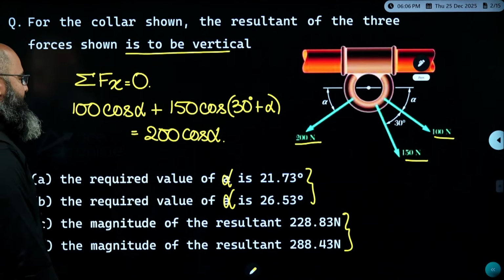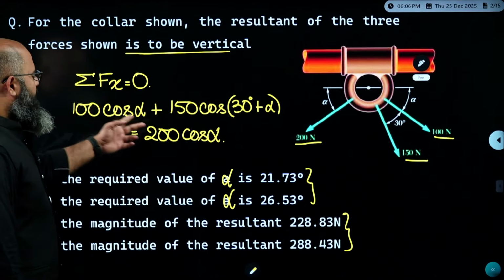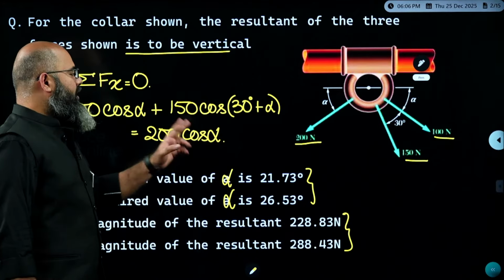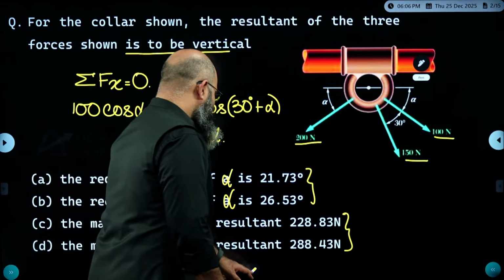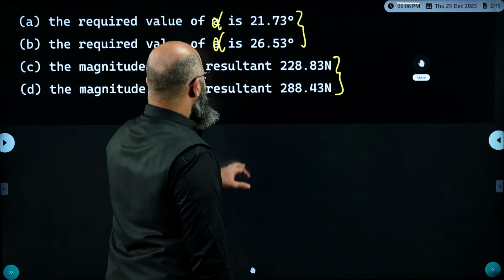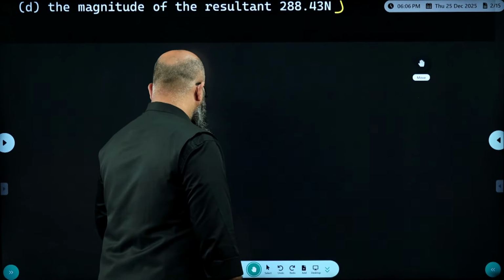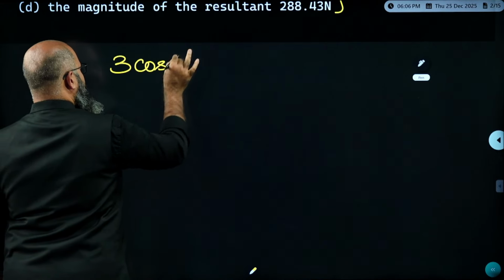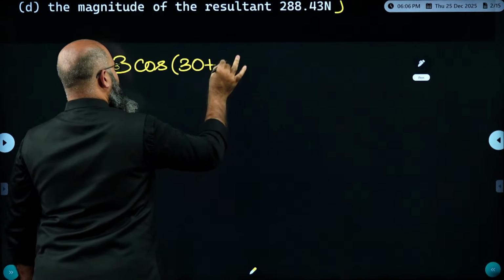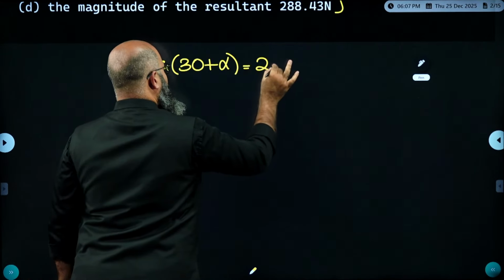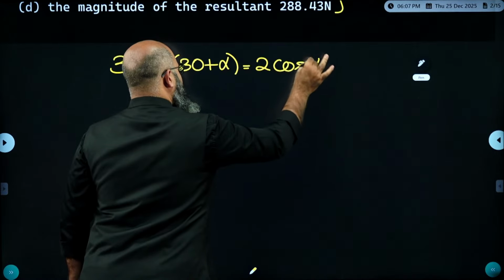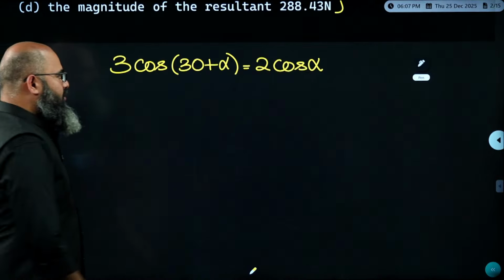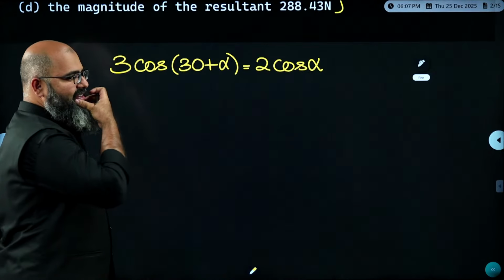Now I can take this 100 cos alpha to the other side. I get 150 cos of 30 plus alpha is equal to 100 cos alpha. Dividing by 50, I get 3 times cos of 30 plus alpha has to be equal to 2 times cos of alpha. Now what is cos of A plus B? It is equal to cos A cos B minus sin A sin B.